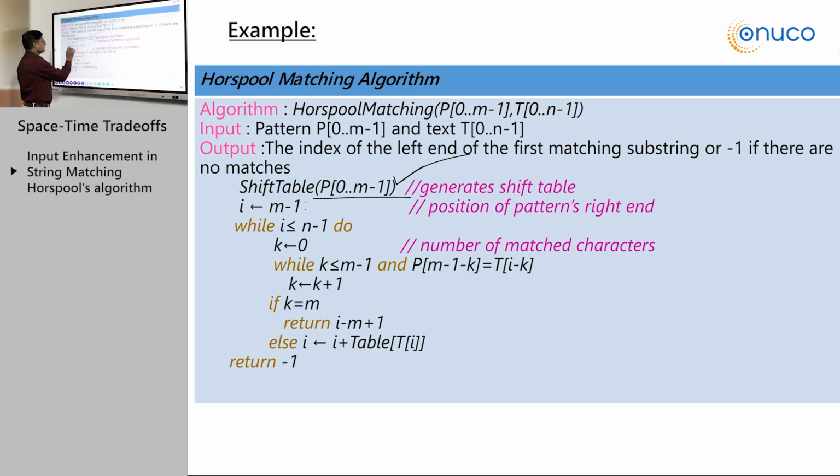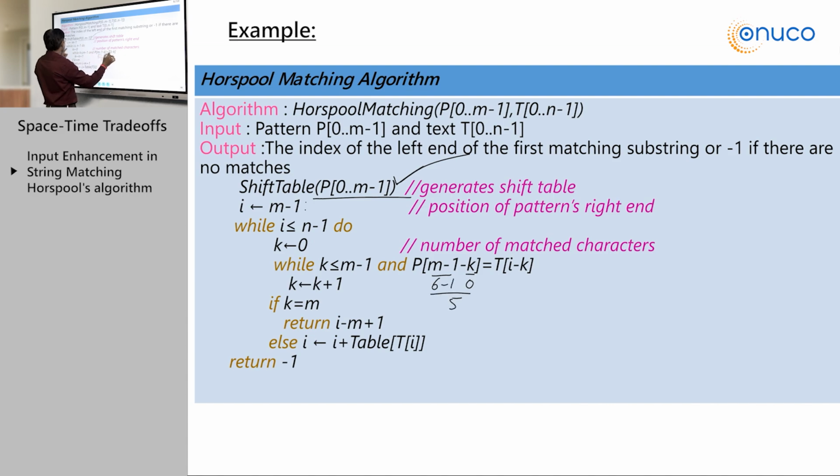So here i is 5. While i is less than or equal to n minus 1, what is n? n is the size of the text. Do it. k is equal to 0, initialization. k less than m minus 1. k is another pointer that is based on the pattern size. So m minus 1, and pattern of m minus 1 minus k. Remember that the first time, what is the value of k? k is 0. m minus 1, 6 minus 1, right? Total is 5.